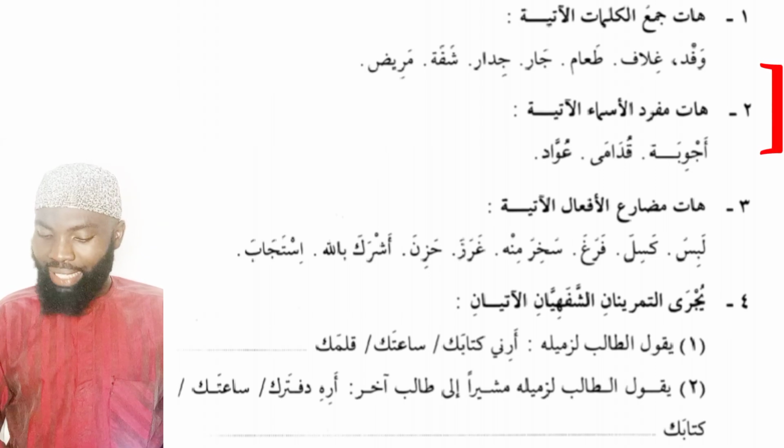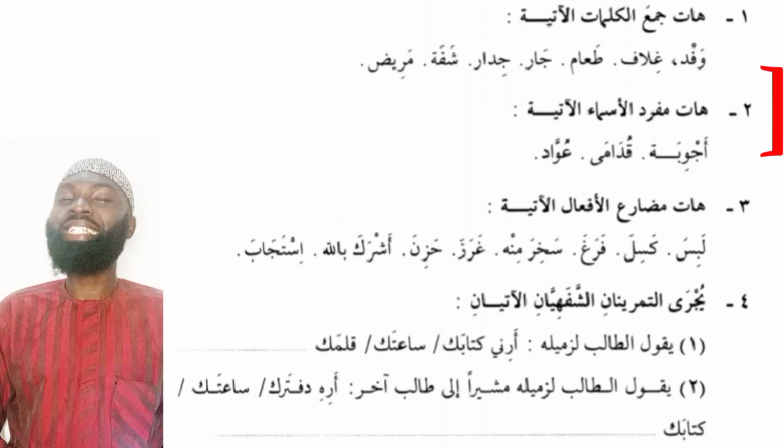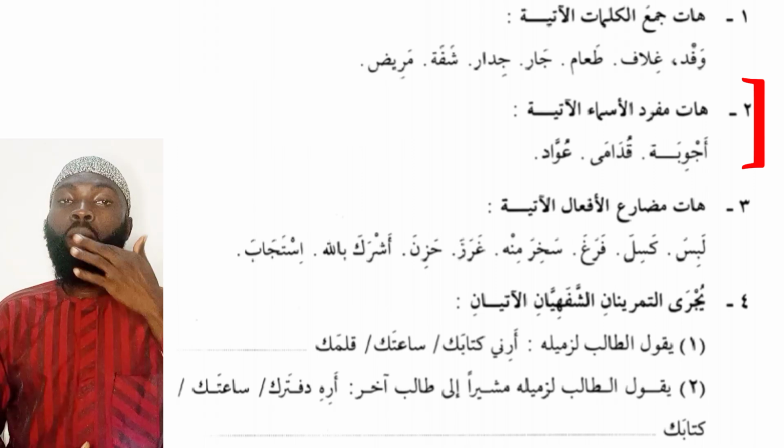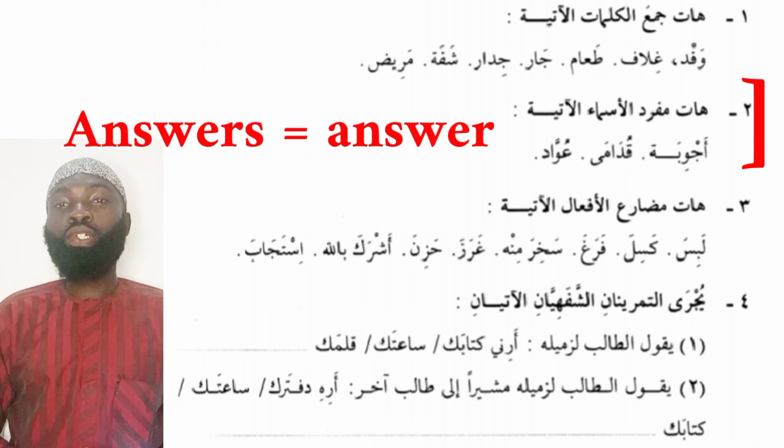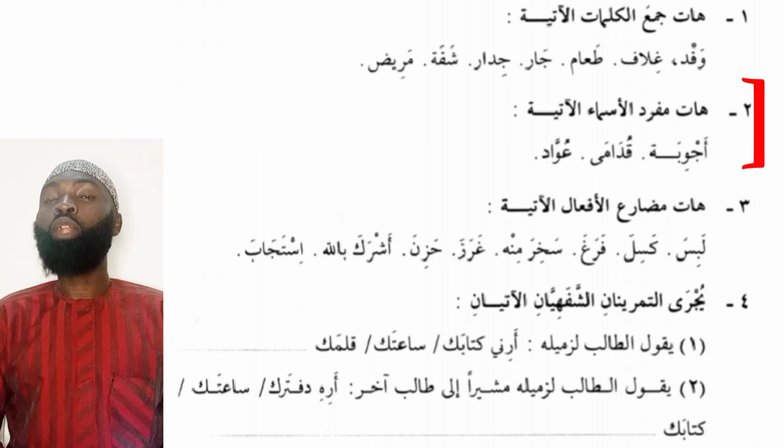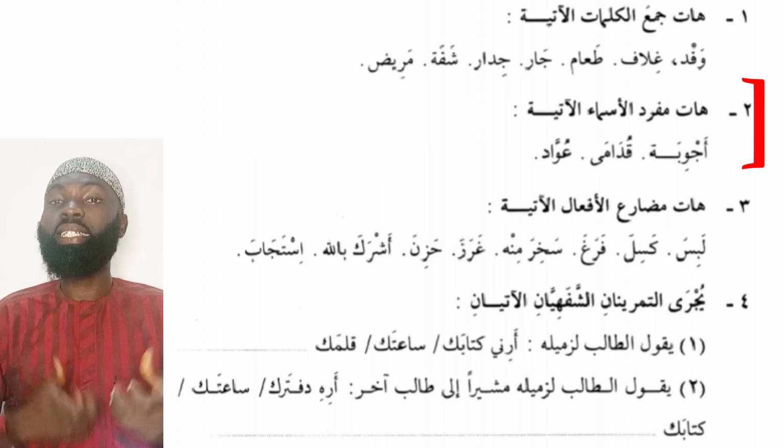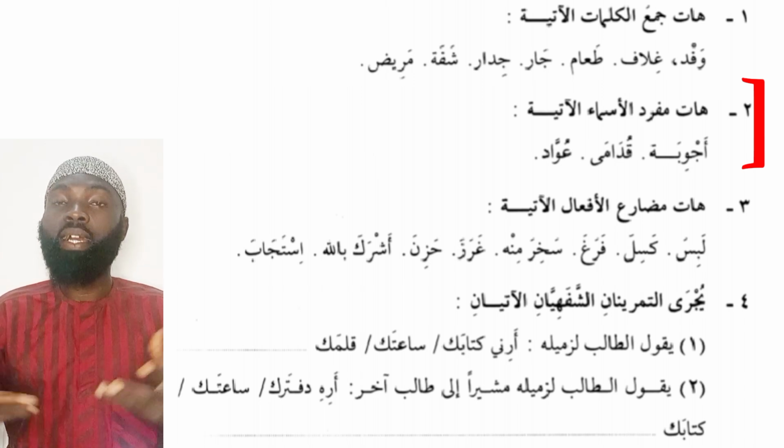Now the next exercise says, Hati mufrad al-asma il-atiya, you are to provide the singular form of the following nouns. The first noun we have here is ajwibatun, which means questions. So the singular form of this is jawabun, a question. Next is kudama. This is the plural form of qadim. Qadim means old. Kudama means things that are old, or people who are old. The next is uwadun, which means visitors who visit the sick. So aidun, a visitor of the sick.